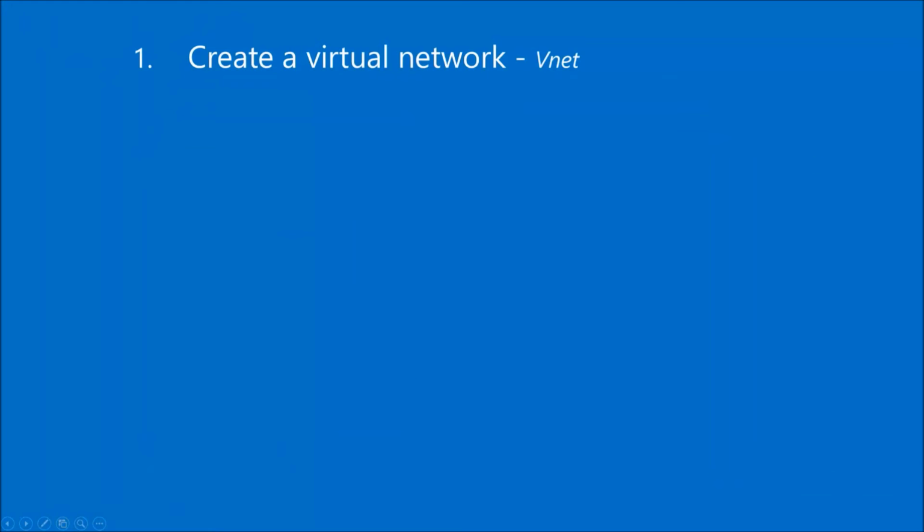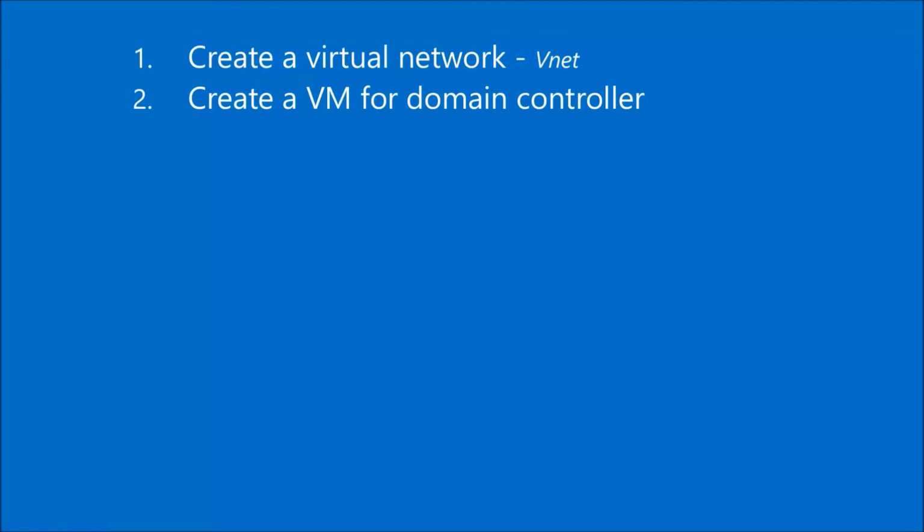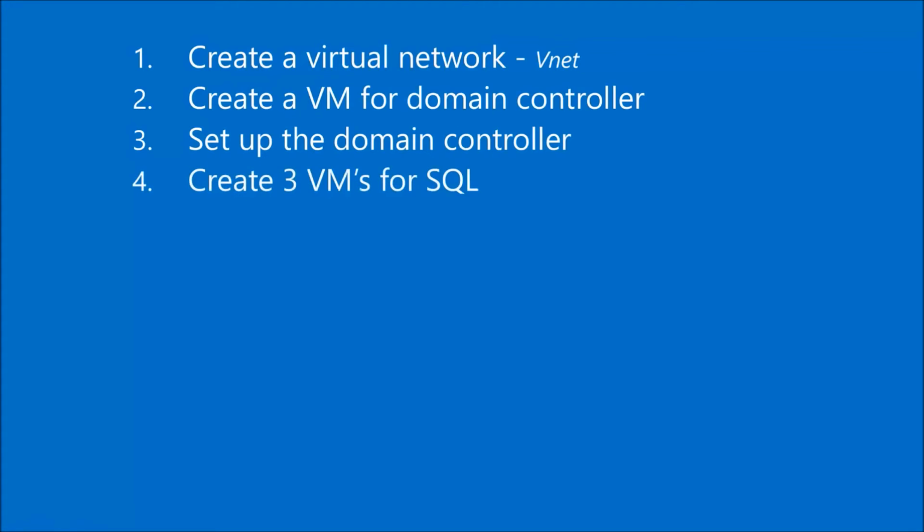Let's go through a checklist. What would you need to do? We're going to create a virtual network or a VNet. Then we're going to create a virtual machine for a domain controller. We're going to set up the domain controller. We're going to create 3 additional virtual machines for our SQL installations. And we're going to add those VMs to the domain that we created in step 3.